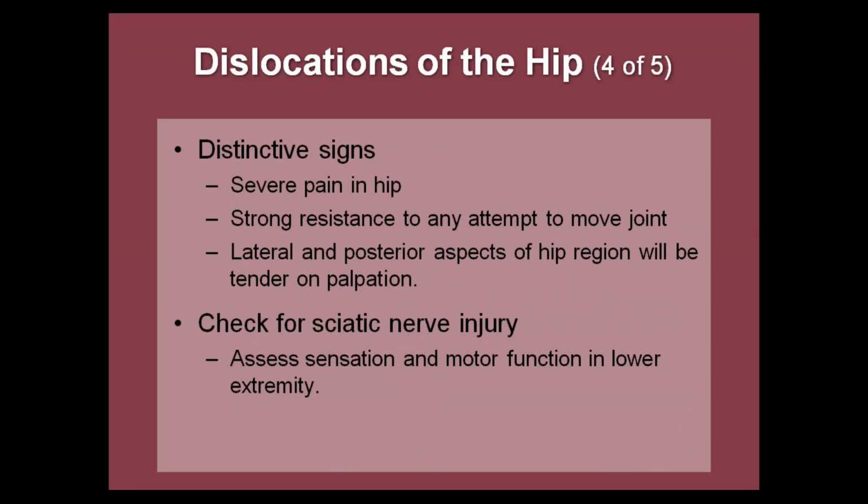Distinctive signs: severe hip pain, strong resistance to any type of movement of that joint. They don't even want you touching it. Don't touch it, right? Lateral and posterior aspects of the hip region will be tender on palpation, so even touching the skin might bother them. Again, check for sciatic nerve injury, and assess sensation and motor function in the lower extremity.